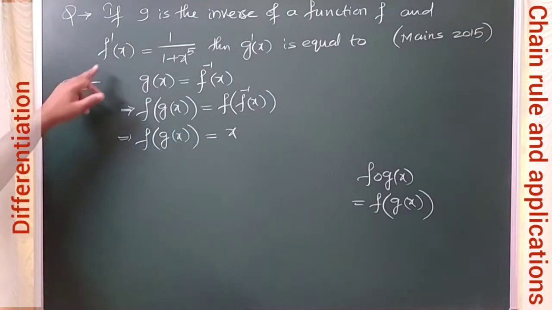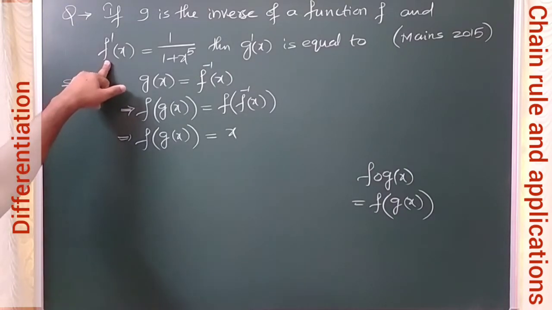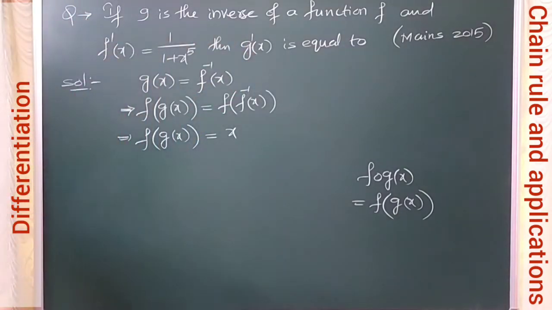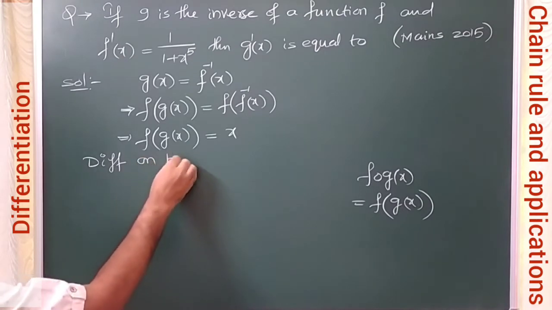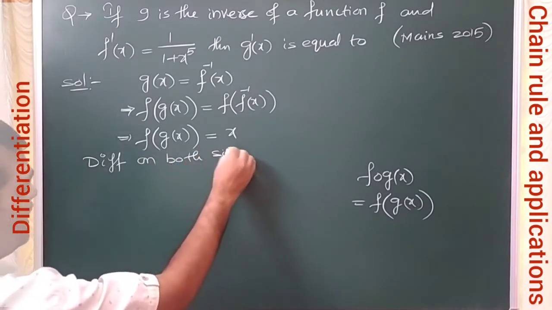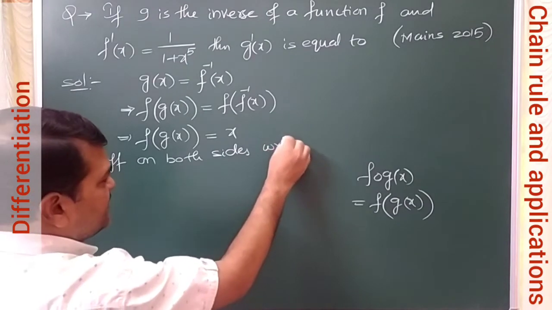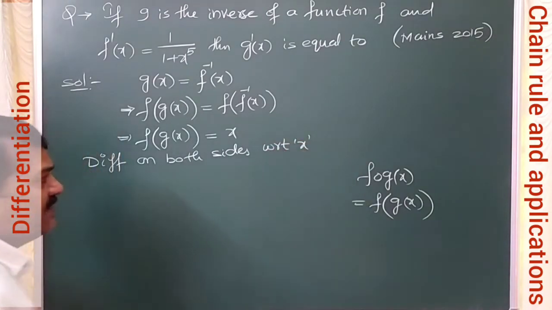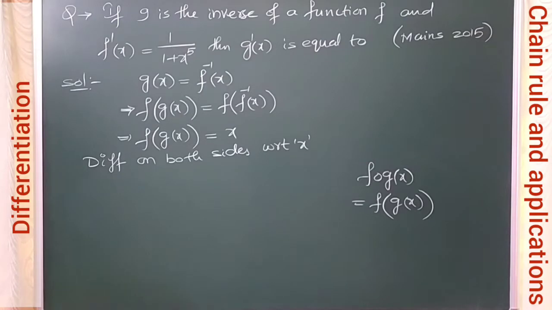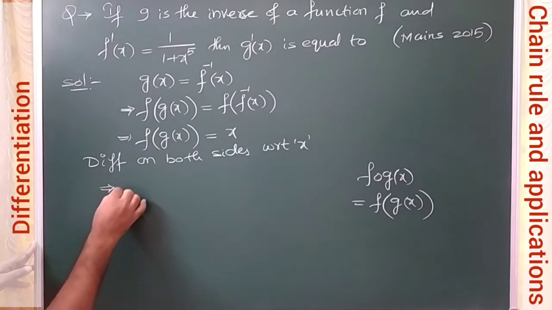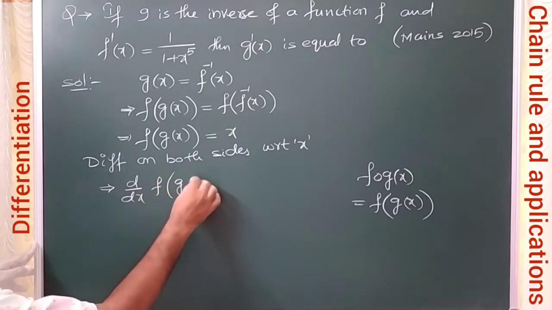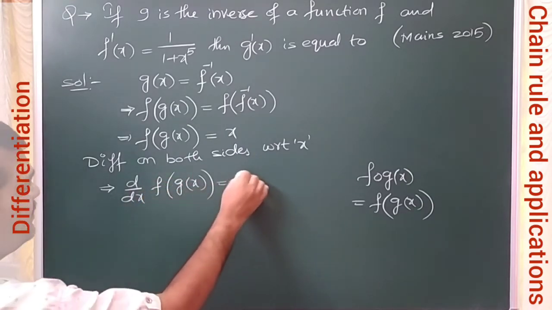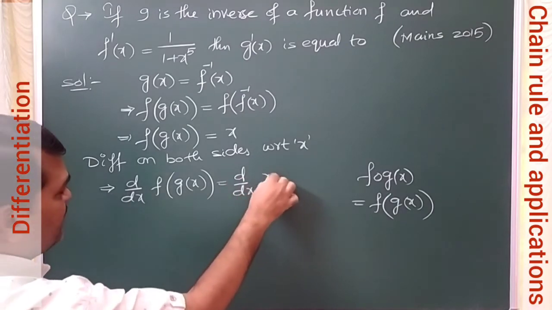Okay, f dash of x they have given, g dash of x is required. To get the g dash of x value, let us consider differentiating on both sides, with respect to x. So then d by dx of f of g of x is equal to d by dx of x.